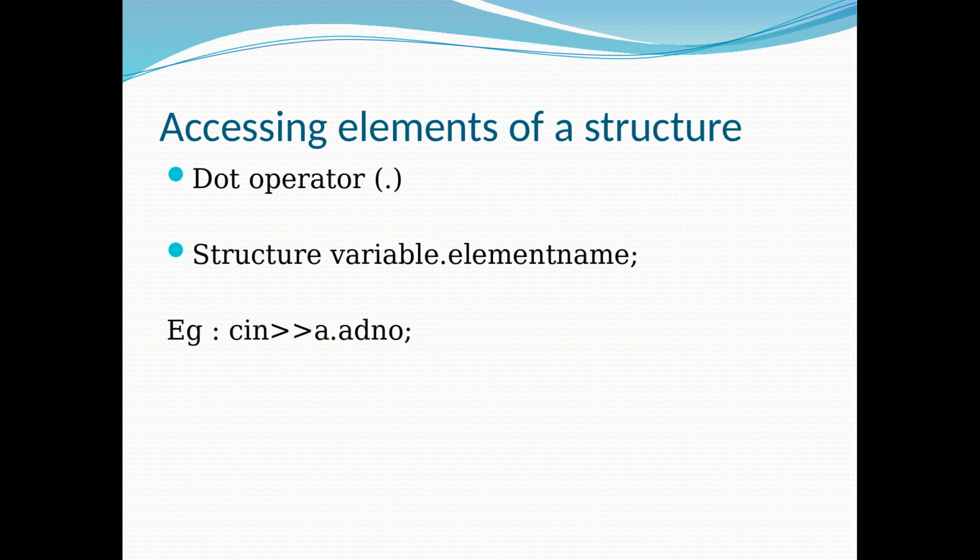Next, we are going to study how we can access the elements of a structure. For accessing an element, we need a special operator called the dot operator. The syntax is structure variable dot element name. That is, for storing a value into the variable admission number, we want to write the statement cin a dot admission number. Here, for accessing an element, we use the dot operator.